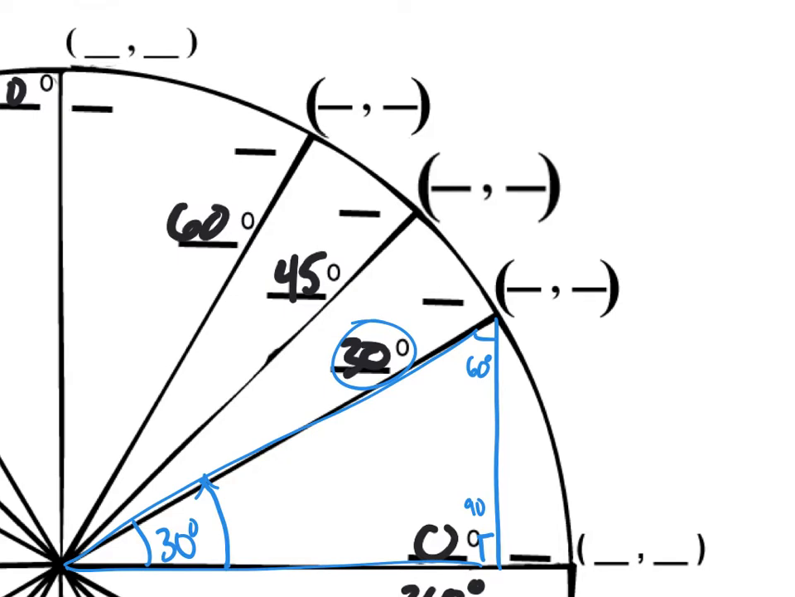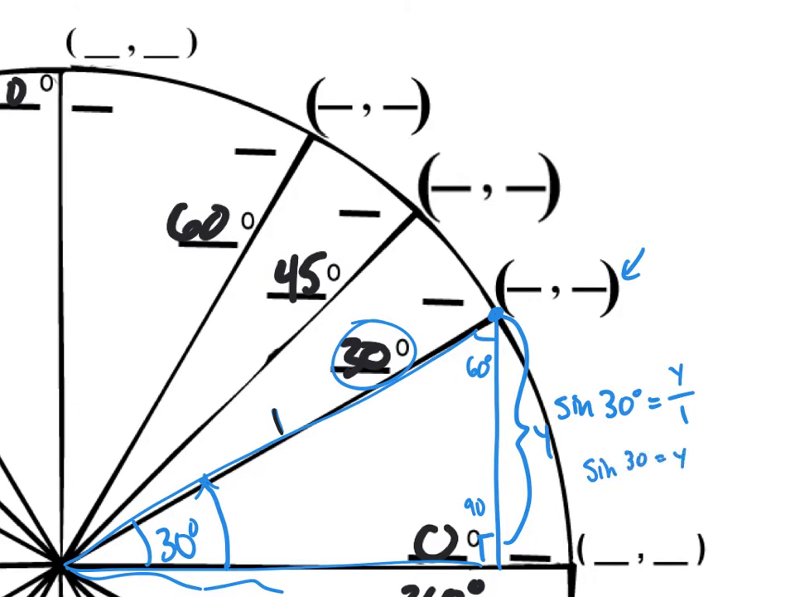Okay, so if we have this and we know that the radius here is 1, we can solve for this coordinate right here on this dot by finding the sine and the cosine of the graph. Okay, so let's see. Sine of 30 degrees was equal to, I'm going to call this y, over 1. And I'm calling it 1 because that's the radius of this circle. Okay, so y over 1. So that really means that sine of 30 equals y.